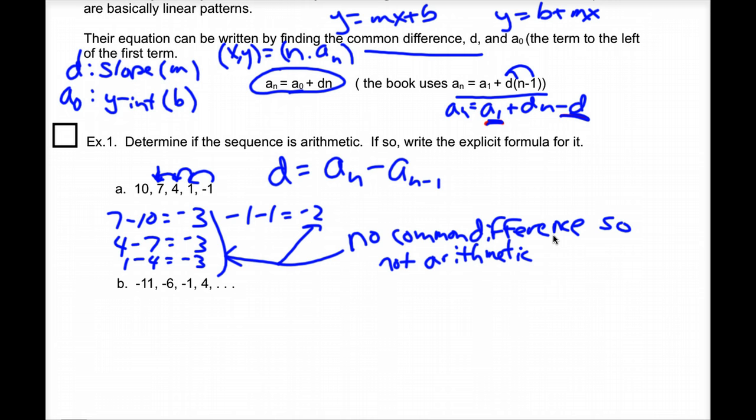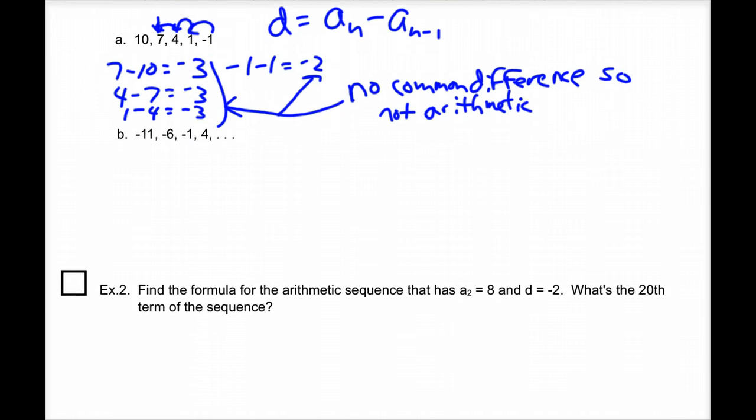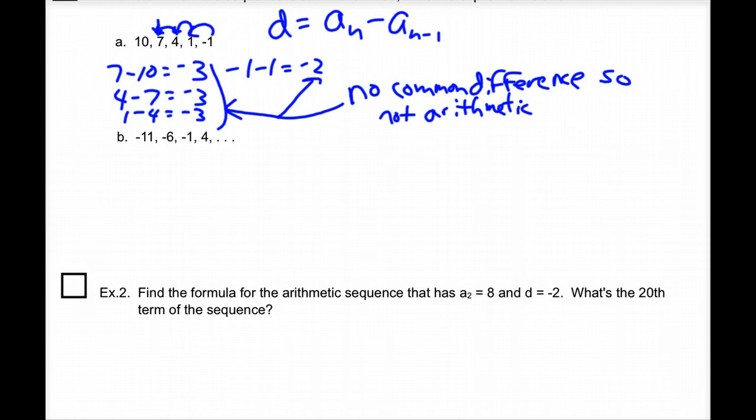Moving down to the next one. Is there a common difference? Does it change by the same amount? I could see it goes up 5 here, it goes up 5, and it goes up 5. If I know what it goes up or down by, I don't need to show the subtraction. Hopefully you can see that it goes up 5 every time. So this one does have a common difference. D is 5. And when you have a common difference, I want you automatically thinking, hey, let's use that formula that Mitchell gave us and plug in what we know. So we know D is 5.